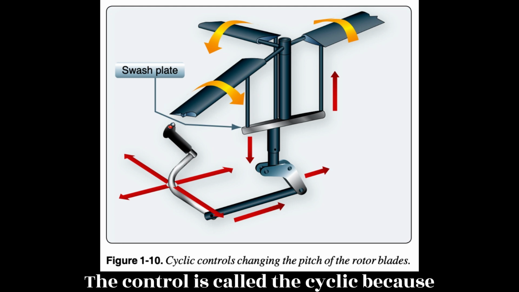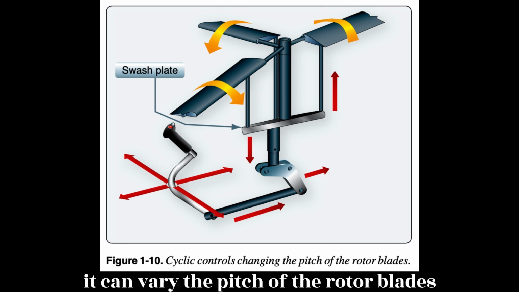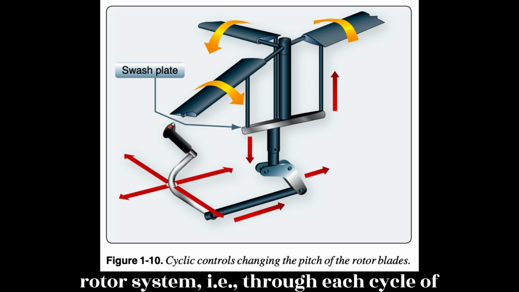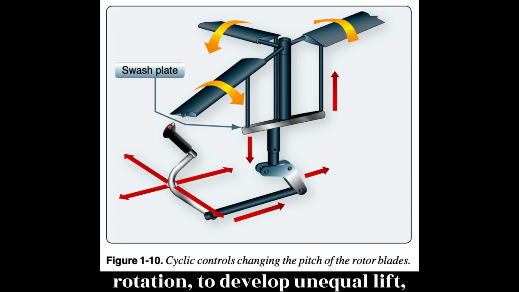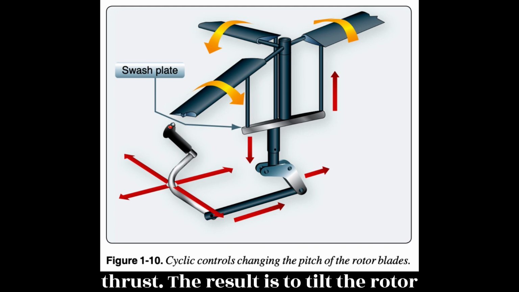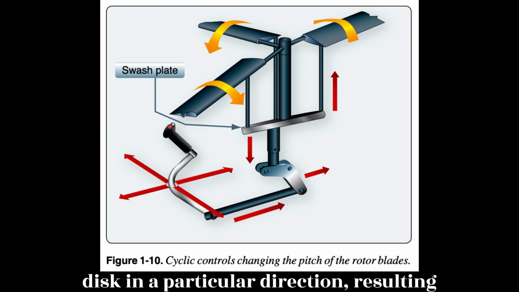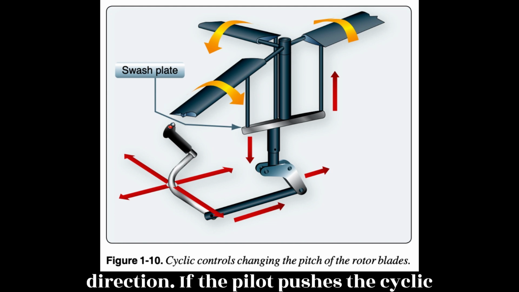The control is called the cyclic because it can vary the pitch of the rotor blades throughout each revolution of the main rotor system, i.e., through each cycle of rotation, to develop unequal lift, thrust. The result is to tilt the rotor disc in a particular direction, resulting in the helicopter moving in that direction.